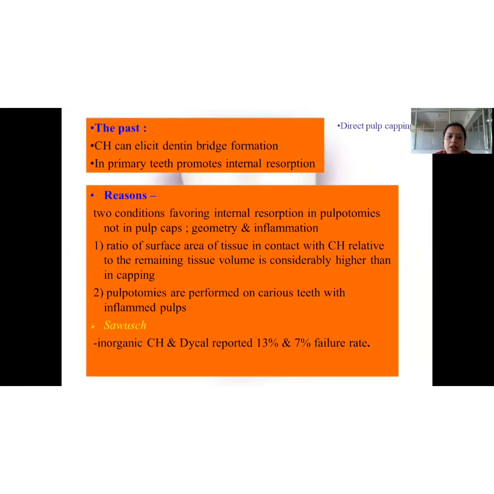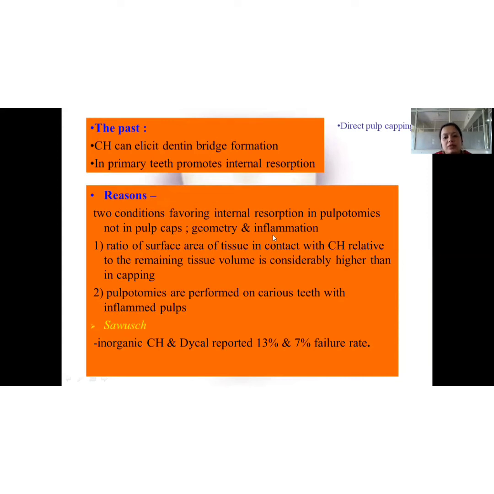In primary teeth, calcium hydroxide can elicit dentin bridge formation and also promotes internal resorption. This is a drawback of calcium hydroxide in primary teeth. Reasons why there is internal resorption in pulpotomy, not in pulp capping.